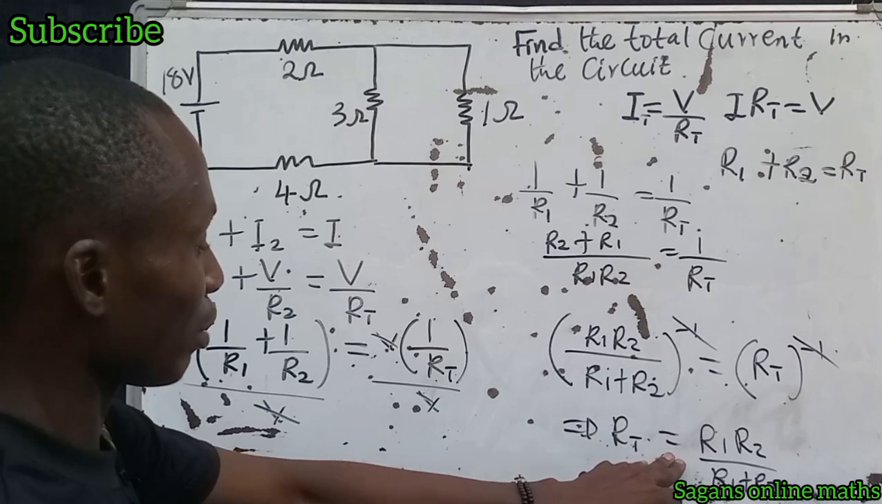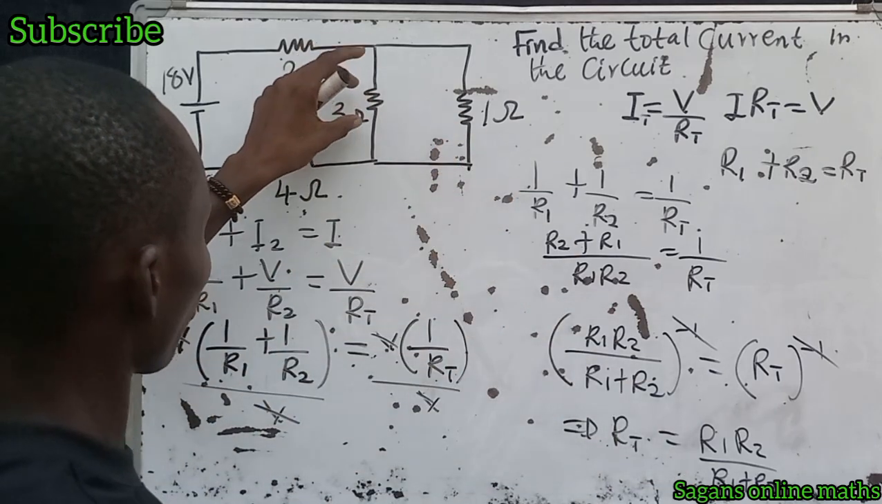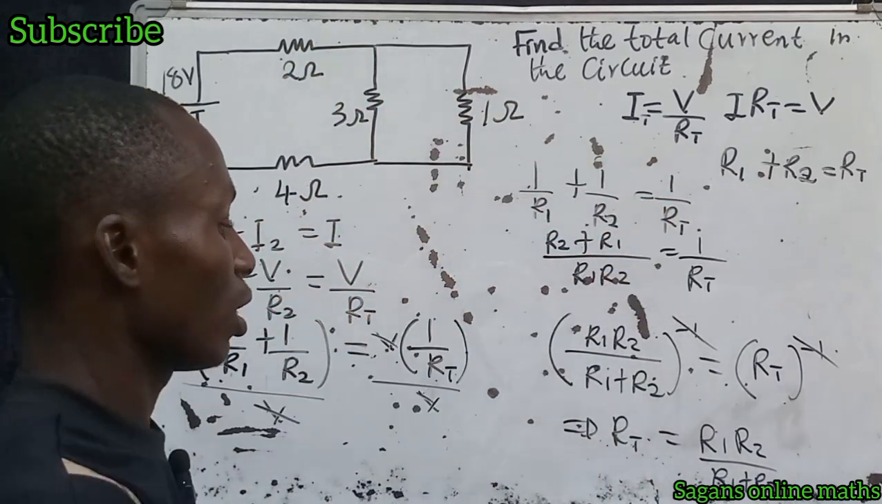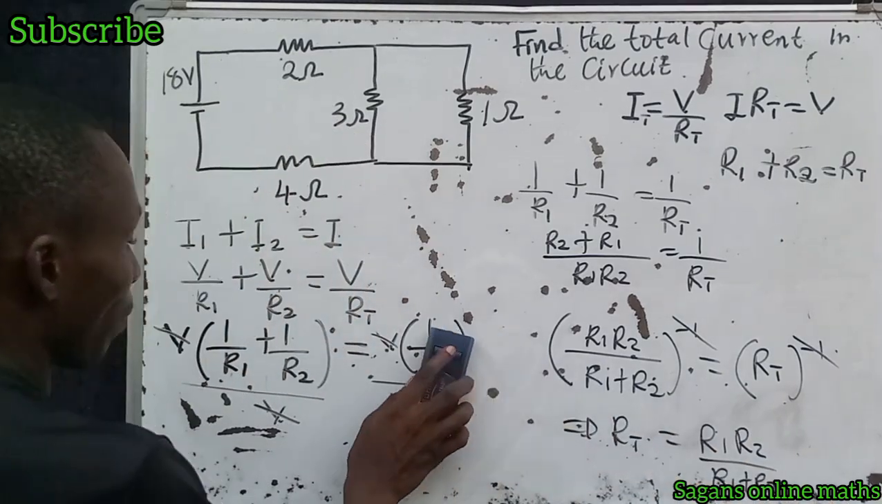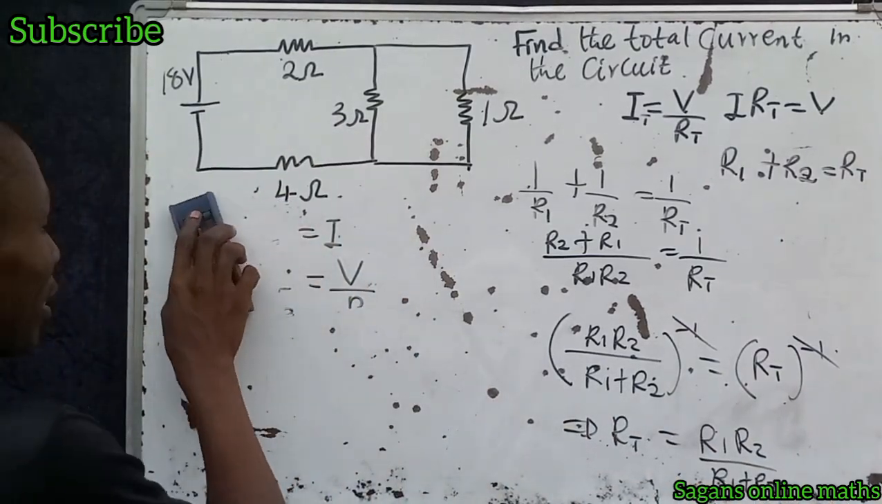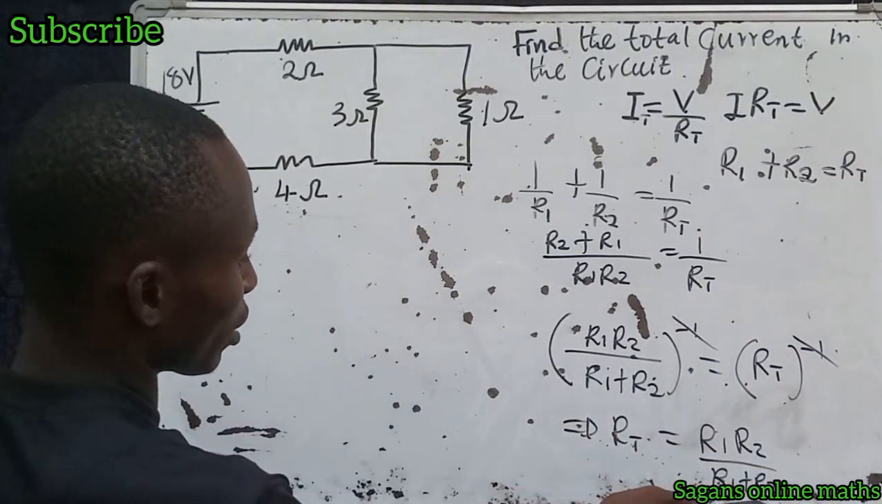This is the total resistance in what? Parallel. This is in series. Now since we have known the resistors in parallel and series, we have known the formula of resistors in parallel and series. That means we can find the resistance.